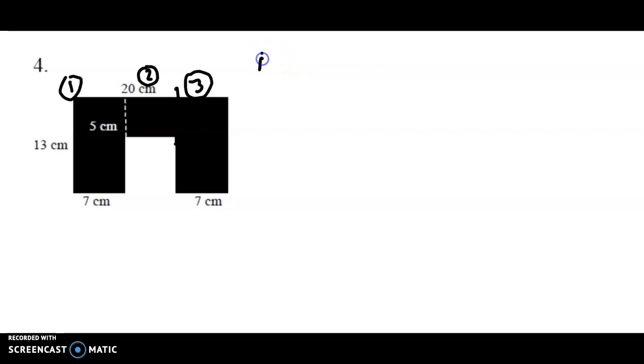So for the first one, area equals length times width. The length is 13 and the width is 7. And 13 times 7 is 91 centimeters squared.